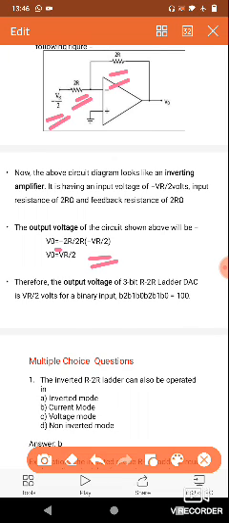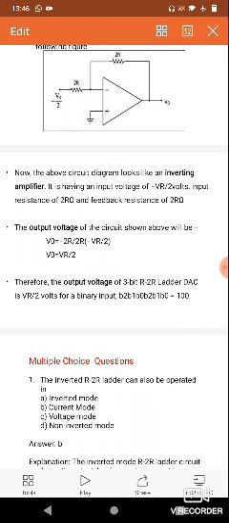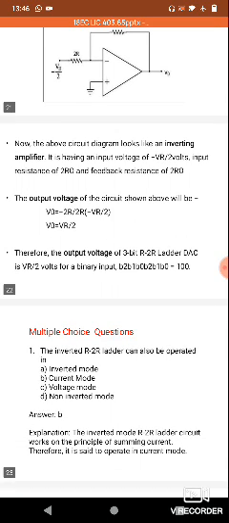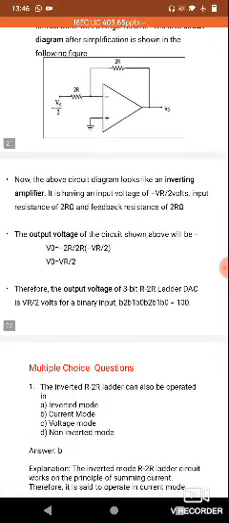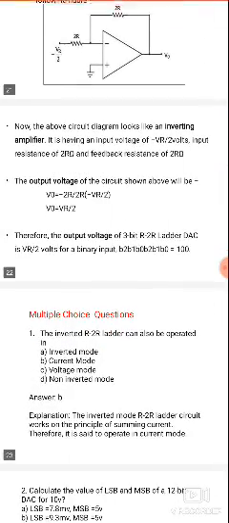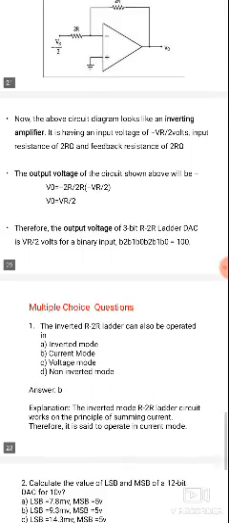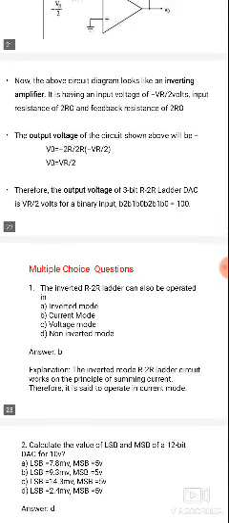Now we can substitute these in the output voltage. The output voltage of the inverting amplifier, V0 equals minus Rf by R1 into Vi, is V0 equals VR by 2. Therefore, the output voltage of the 3-bit R-2R ladder DAC is VR by 2 volts for a binary input of 1 0 0, the combination B0 B1 B2.